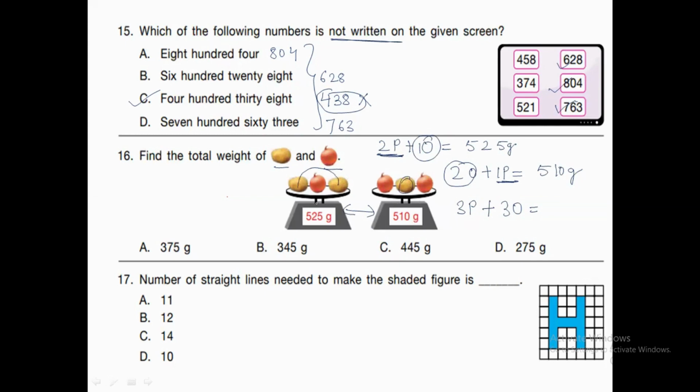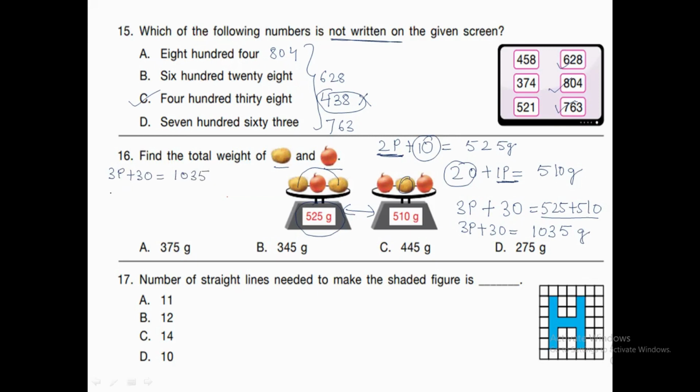Now what do we need to do? The weight of the first balance is 525 and the weight of the second balance is 510. So we will add these two things. So what are we getting? Three potatoes and three onions weigh together what? 5, 2 plus 1 is 3. 5 plus 5 is 10. So 1035 gram.